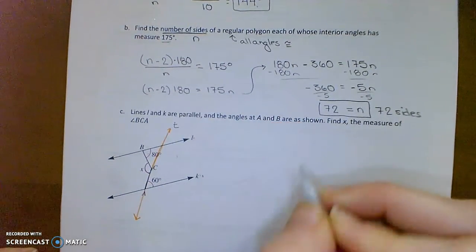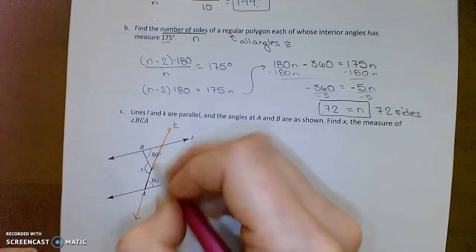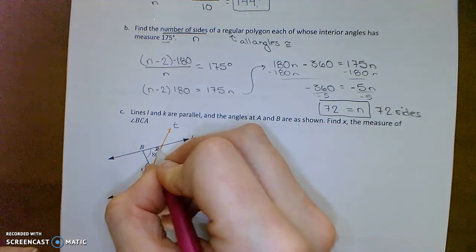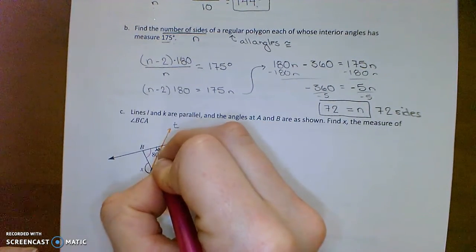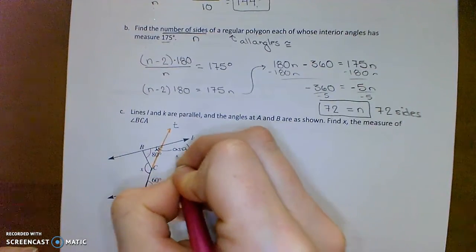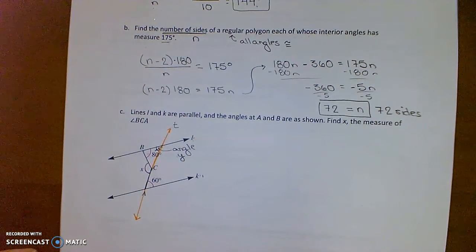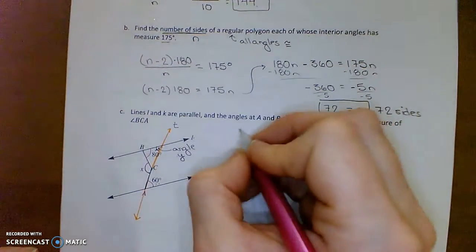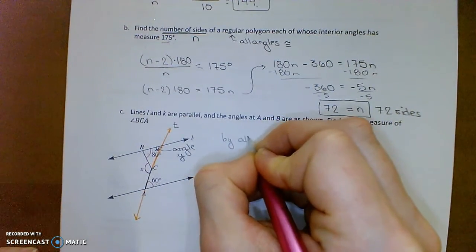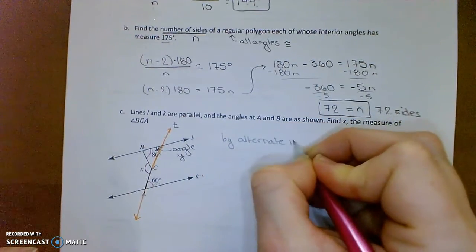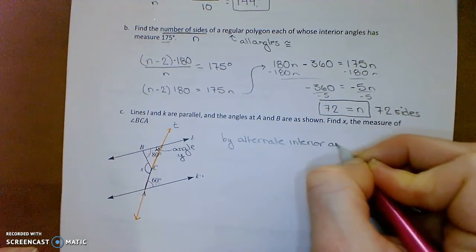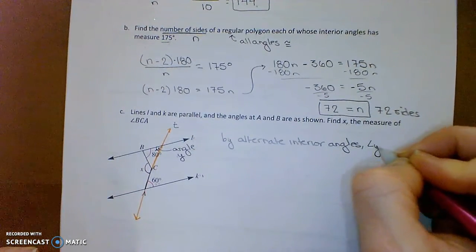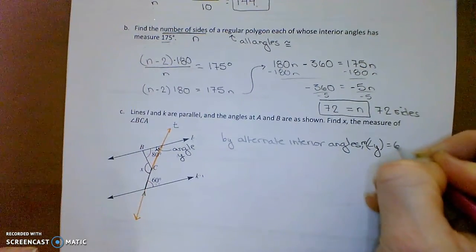Because L and K are parallel, I know something about this angle right here. Let me label that angle. I'll call that angle Y. Angle Y and the 60-degree angle here, these are alternate interior angles. So I'll write that down: alternate interior angles. Angle Y there has measure, so the measure of angle Y is 60 degrees.